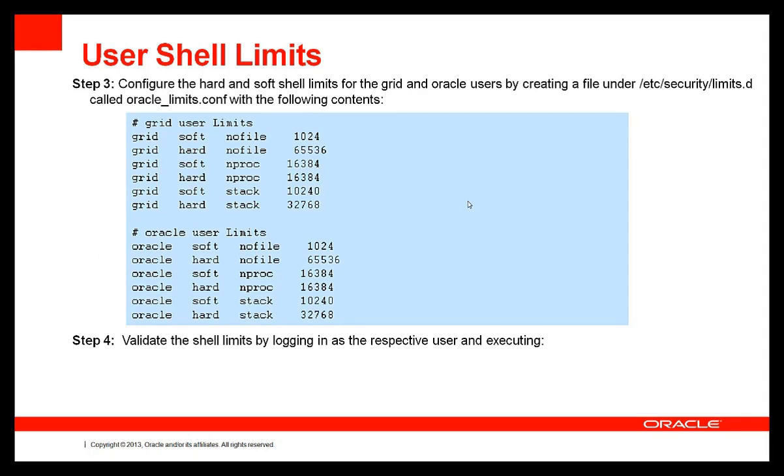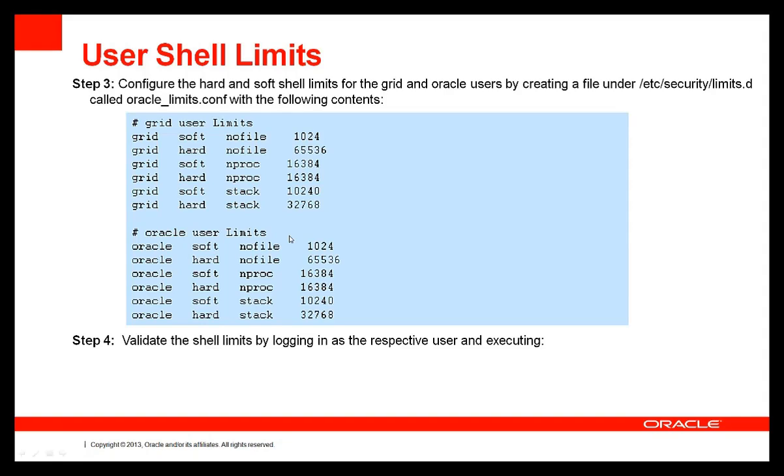And then we can finally configure our limits. The way that we're going to do this is place a file under /etc/security/limits.d called oracle_limits.conf. We will place the hard and soft limits for the grid infrastructure user and the Oracle user within this file, and it will be picked up. So our required limits are nofile soft 1024, nofile hard 65536, nproc soft and hard 16384, stack soft 10240, stack hard 32768.